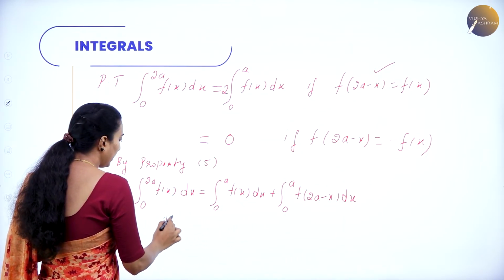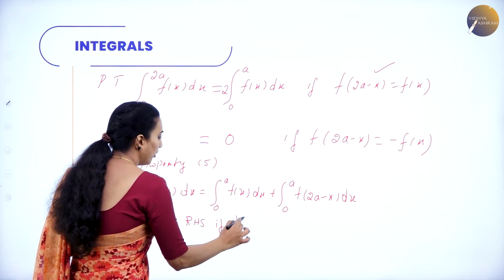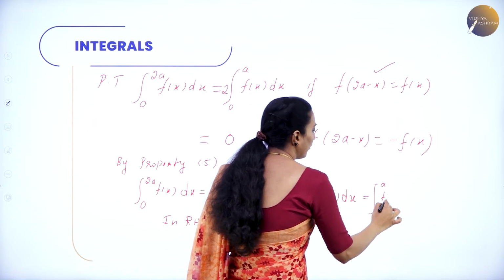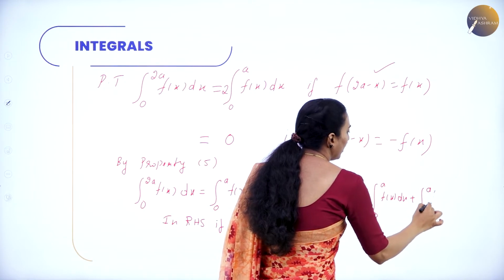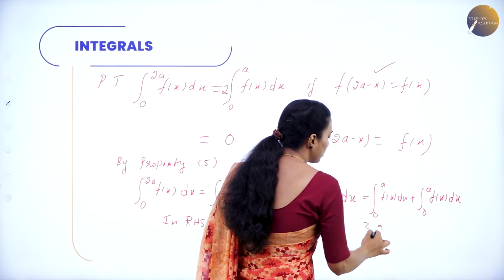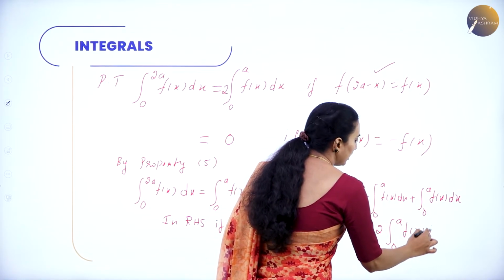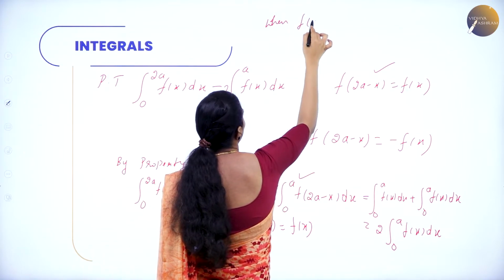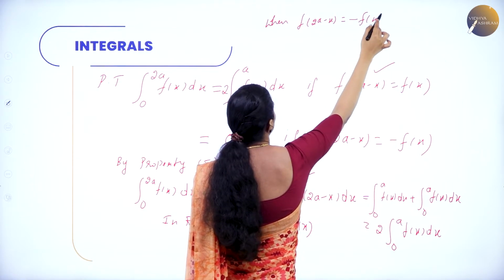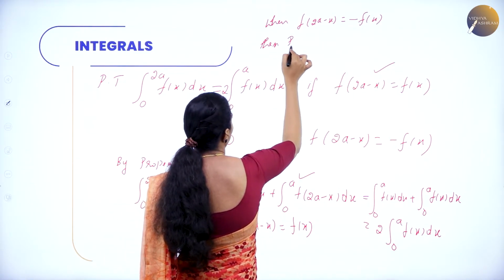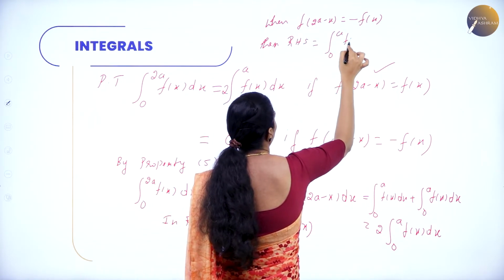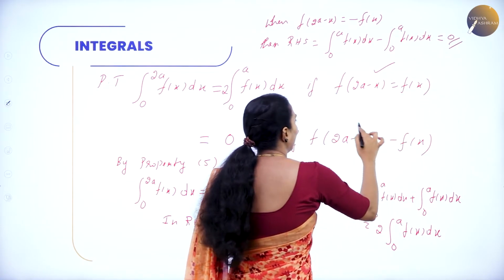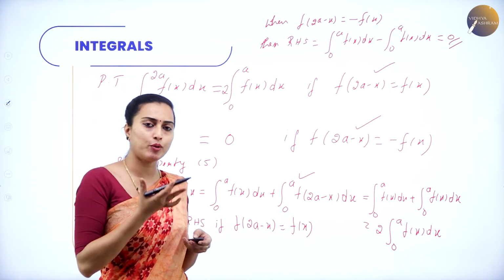So in the right hand side, if f of 2a minus x is equal to f of x, then this will become integral 0 to a f of x into dx plus integral 0 to a f of x into dx, which you are going to get as 2 times integral 0 to a f of x into dx. Similarly, when f of 2a minus x is equal to minus f of x, then the right hand side will become integral 0 to a f of x dx minus integral 0 to a f of x dx, which will be equal to 0. And this is what they have taken. That's it. By property 5, you can prove that one.